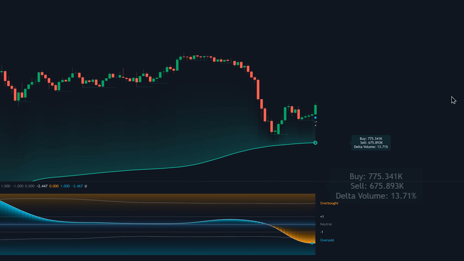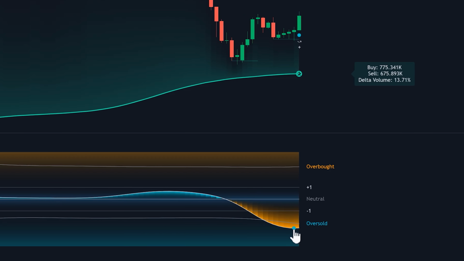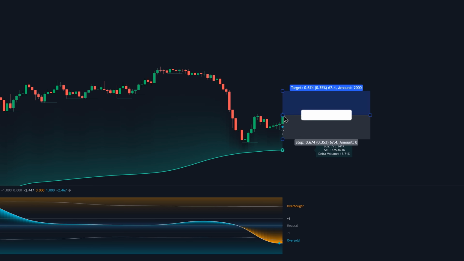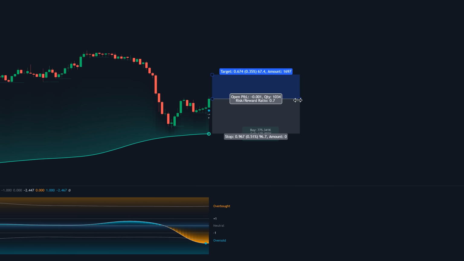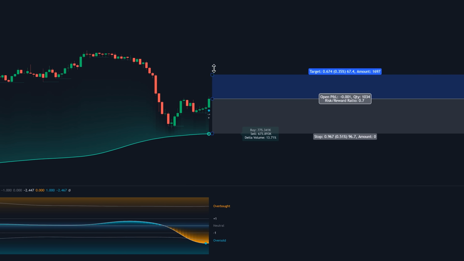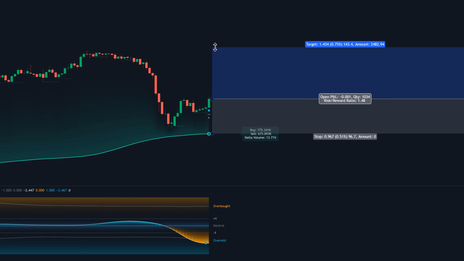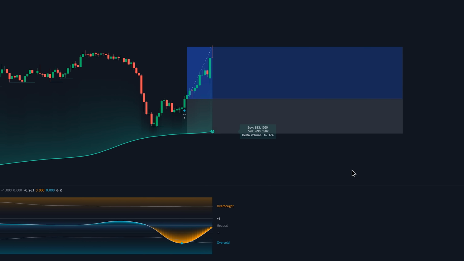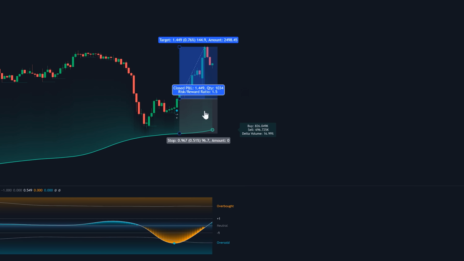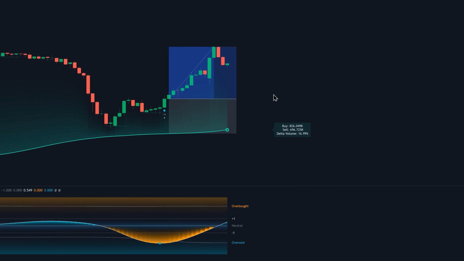Combine that with the fact that we have a bullish mean reversion signal right here, and I don't see any reason why we shouldn't be taking this long position. You want to put your stop loss at the bottom of the trend cloud, targeting a risk-reward ratio of 1 to 1.5, letting the trade run. And as you can see, ladies and gentlemen, the trade was profitable.